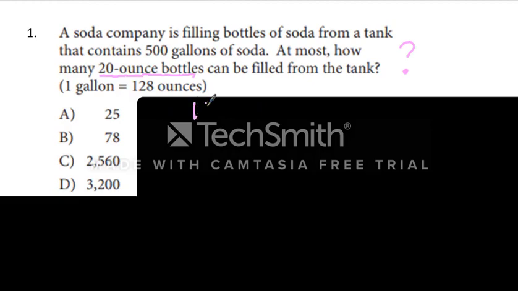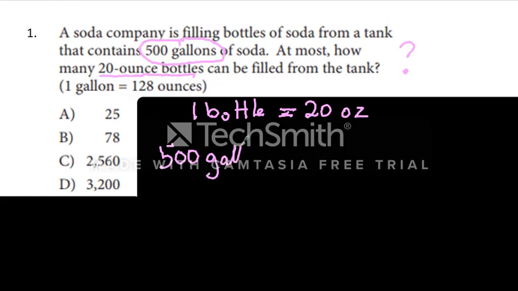I do know that one bottle is equal to 20 ounces. We want to know how many of these 20-ounce bottles can be filled up. Well, it also says the company is filling soda from a tank that contains 500 gallons. So I know I'm starting with a tank that has 500 gallons, and we're emptying stuff out of this 500-gallon tank.